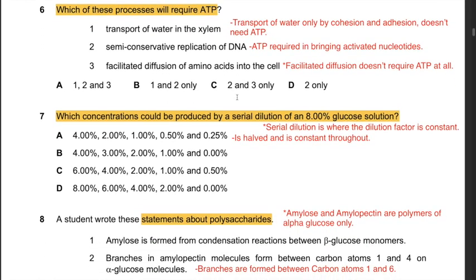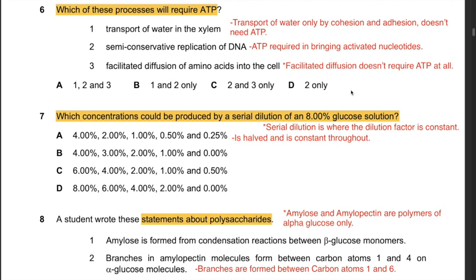Question 6. Which of these processes will require ATP? 1. Transport of water in the xylem. 2. Semi-conservative replication of DNA. 3. Facilitated diffusion of amino acids into the cell. Facilitated diffusion doesn't require ATP at all. Therefore, answers having 3 in it are obviously incorrect, leaving us between options B and D.